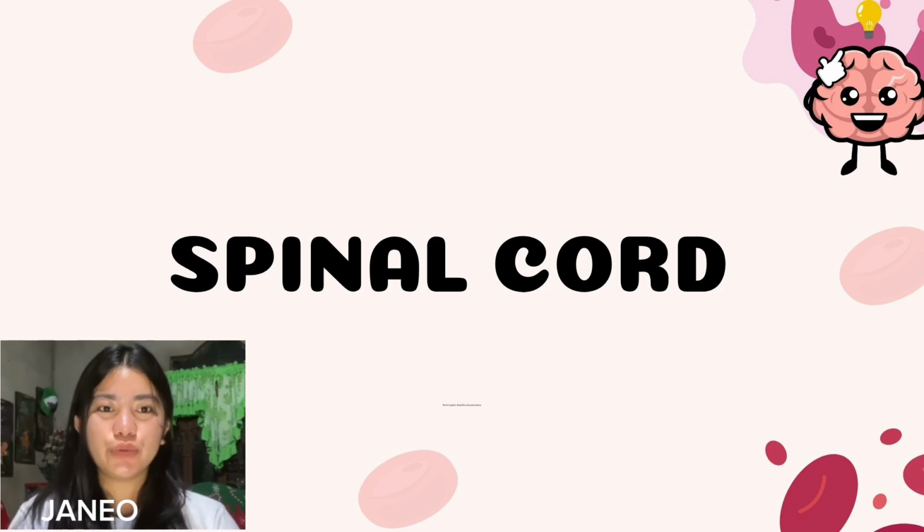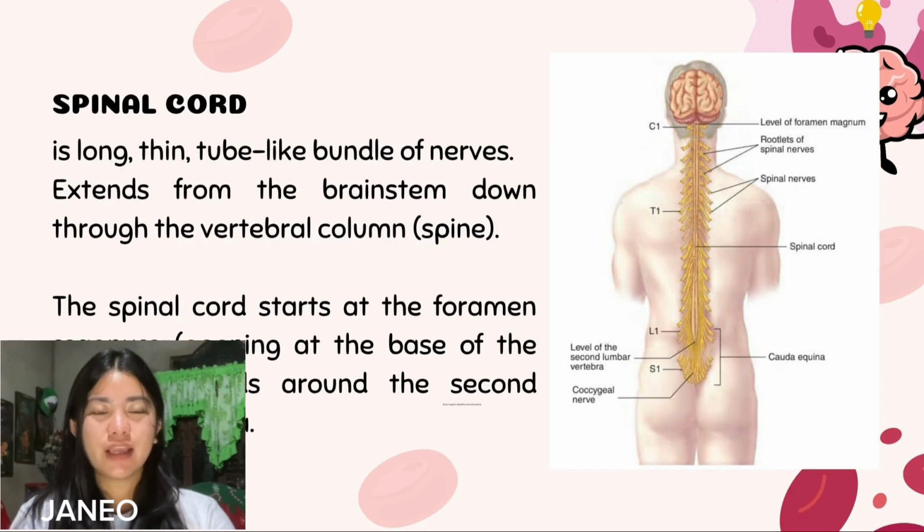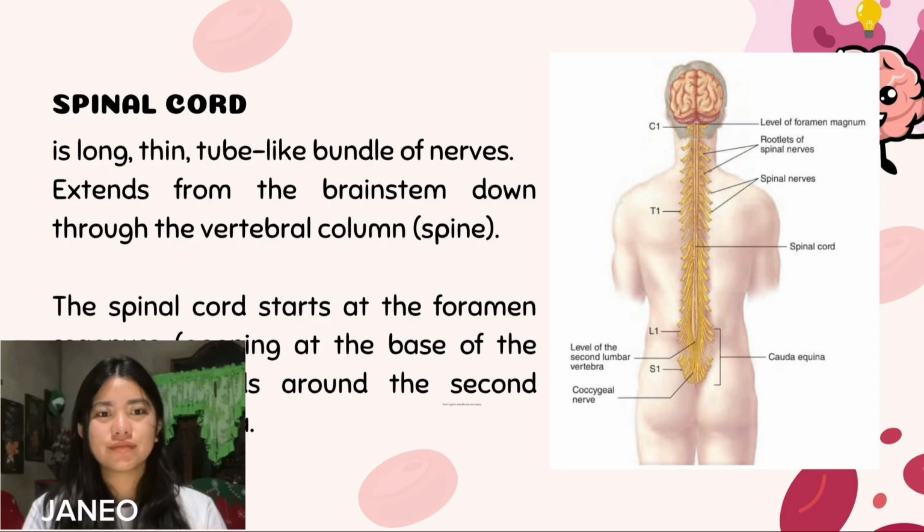So now let's proceed to the spinal cord. The spinal cord is not just a long thin tube-like bundle of nerves or a cable. It is a vital pathway for sensory information to ascend to the brain and motor commands to descend to the muscles. It also controls rapid involuntary responses known as reflexes.